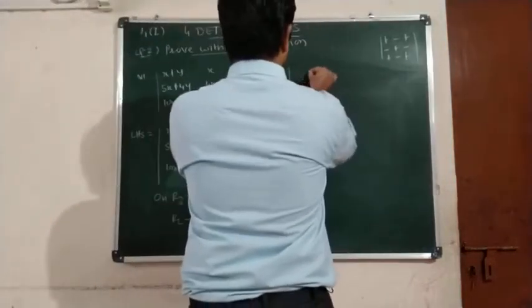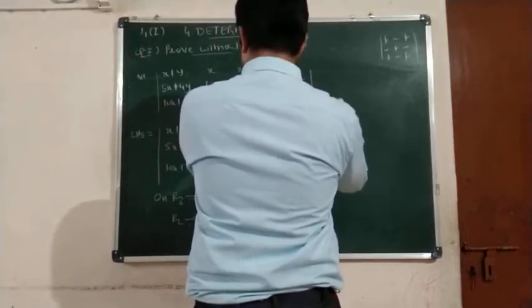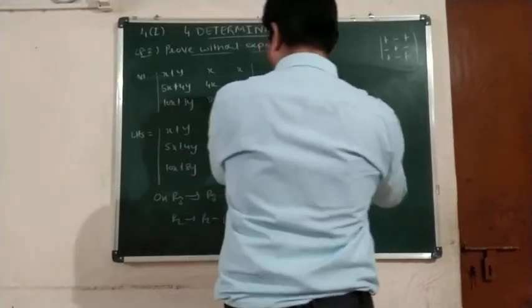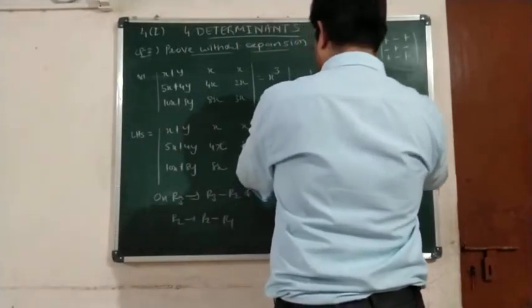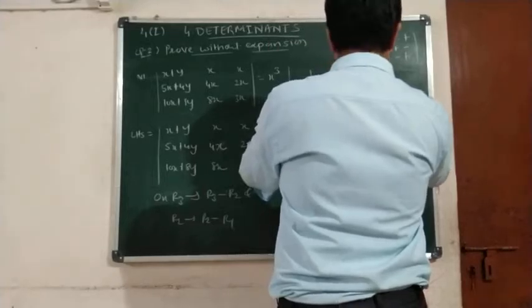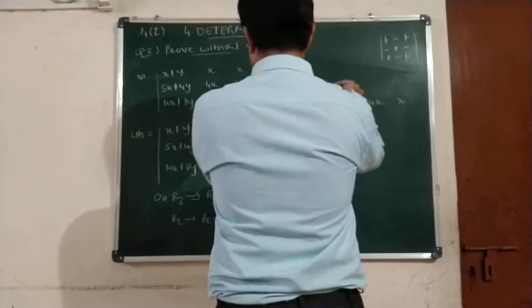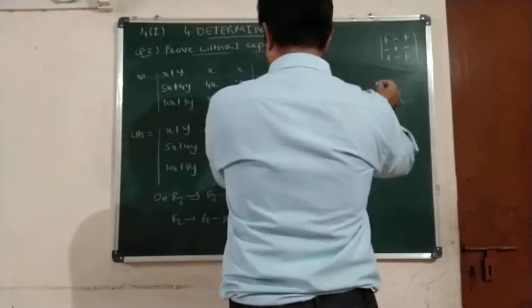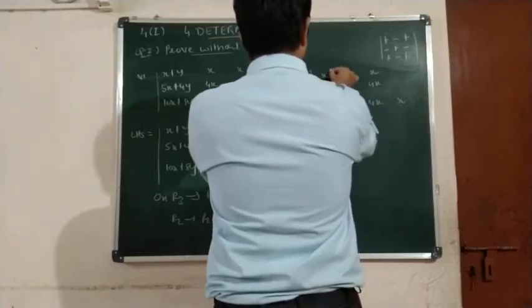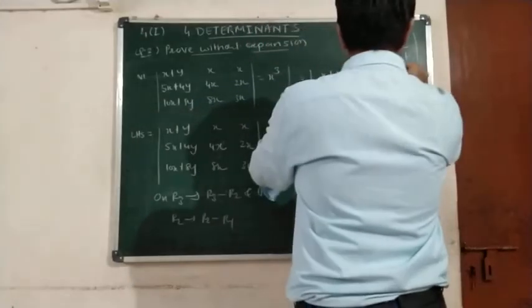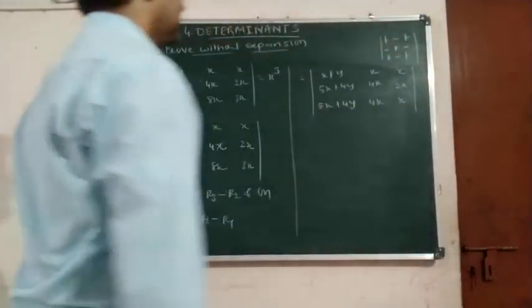Okay, so first on R3: 10x minus 5x will be 5x, plus 4y, 8y minus 4y is 4y, 8x minus 4x will be 4x, and 3x minus 2x will be x only. Again, the rows are: x plus y, 5x plus 4y; 4x, x; and x, 2x. Clear?